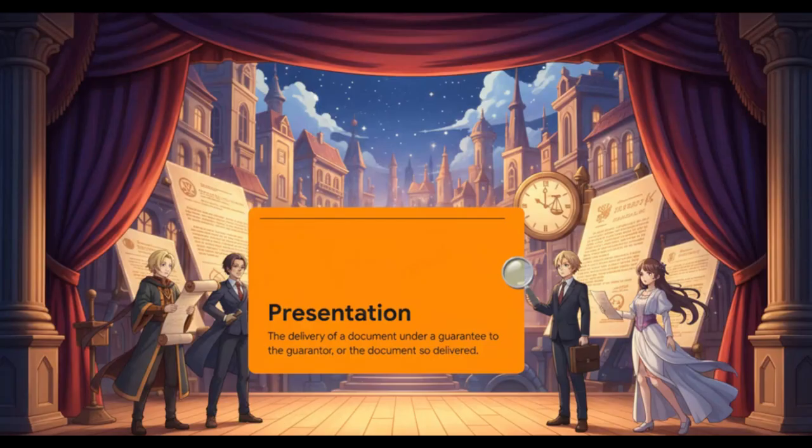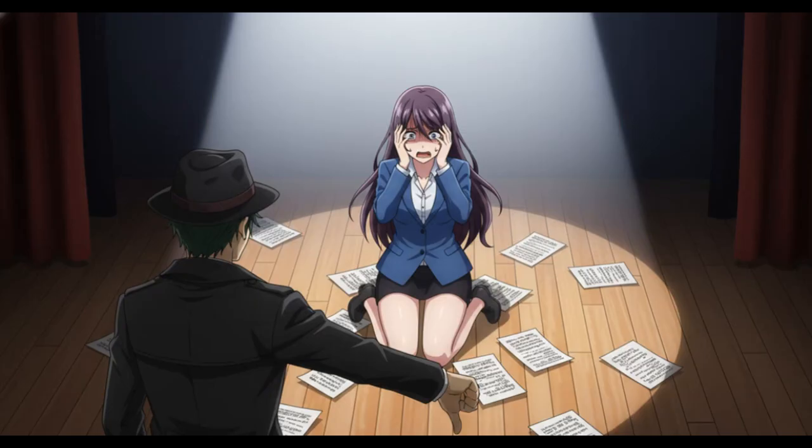Next up, we have the presentation. This is the actual performance. The rules define this as both the act of delivering the documents and the documents themselves. So you see, it's not just about what the script says, it's about how and when you deliver that line. And what happens if that delivery is botched? Well, that's what we call a non-complying presentation. In our play, that's like an actor flubbing their line or completely missing their cue. It gives the guarantor a perfectly good reason to say, nope, not paying, and the whole thing can just fall apart.